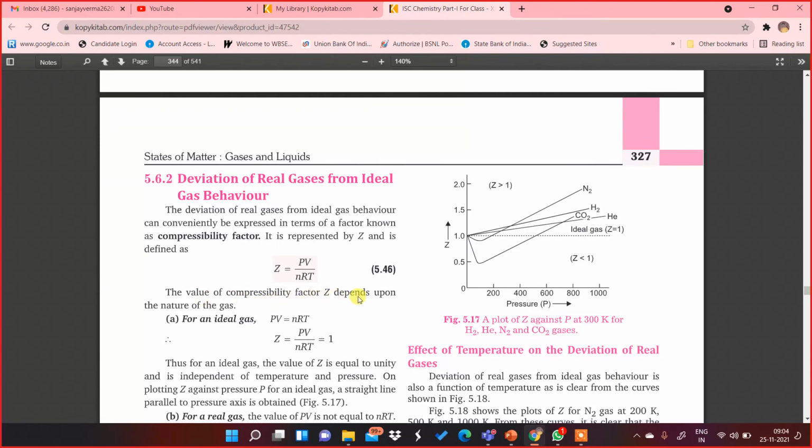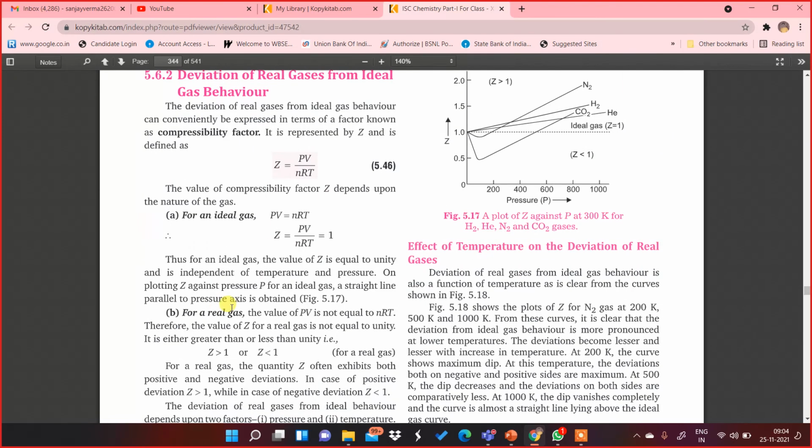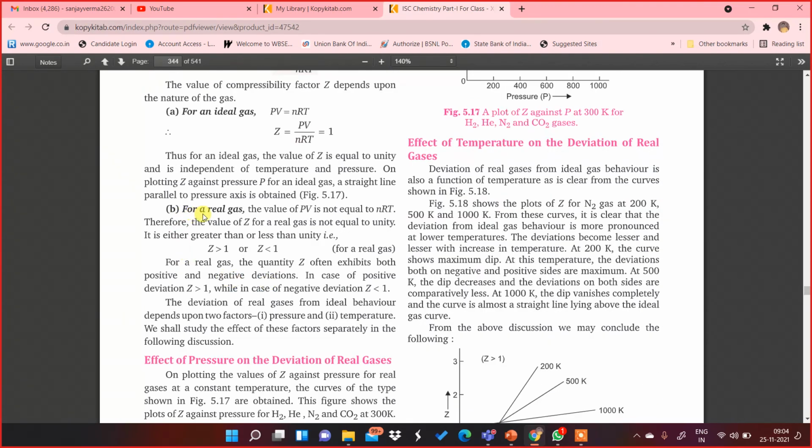The value of the compressibility factor depends upon the nature of the gas, what type of gas you're using. So remember, for an ideal gas, the compressibility factor is 1, for the multiple choice question. For a real gas, the compressibility factor is not equal to 1. It is either greater than 1 or less than 1. For a real gas, Z often exhibits both positive and negative deviation. In case of positive deviation, the compressibility factor is greater than 1, while in the case of negative deviation, the compressibility factor is less than 1.